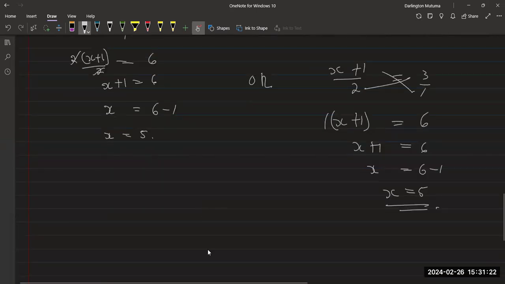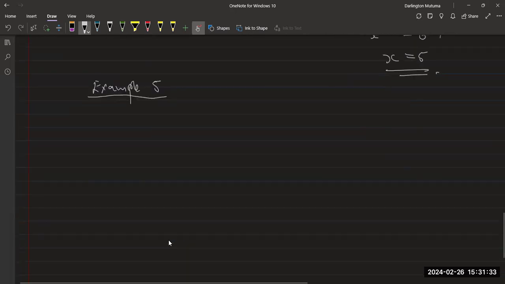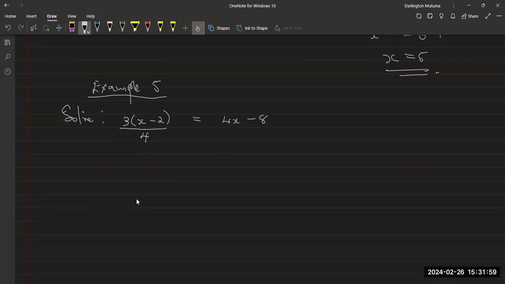That's example 5. That's 4. Example 5, they would say solve 3x minus 2 all over 4 is equal to 4x minus 8. Right. How do you do this?